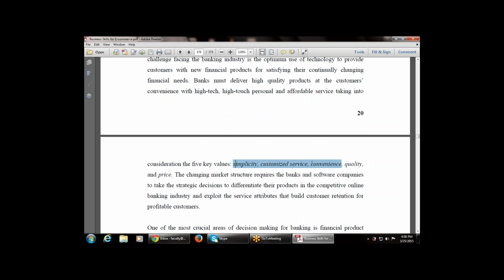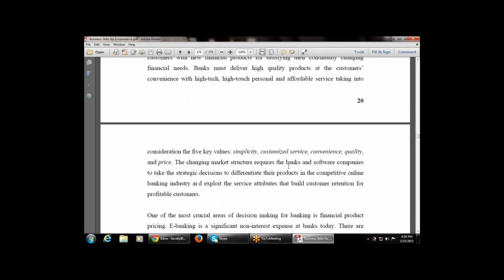And these are the various five factors that we have studied in this chapter. What are the five key values? One is simplicity, one is customized service, and one is convenience, quality and price. So these are the five key values that are available with online marketing or online banking.